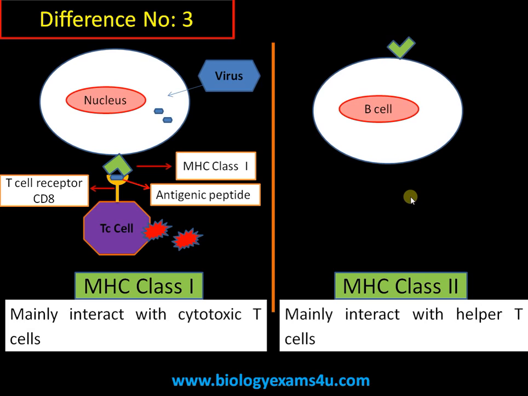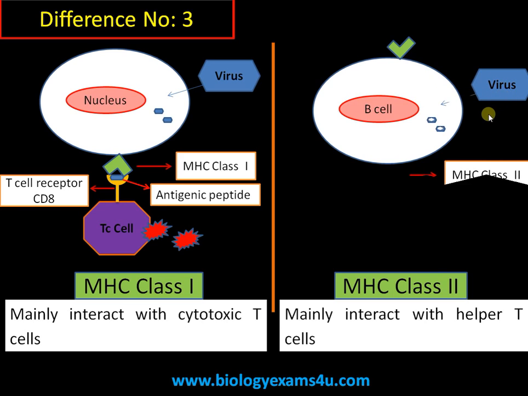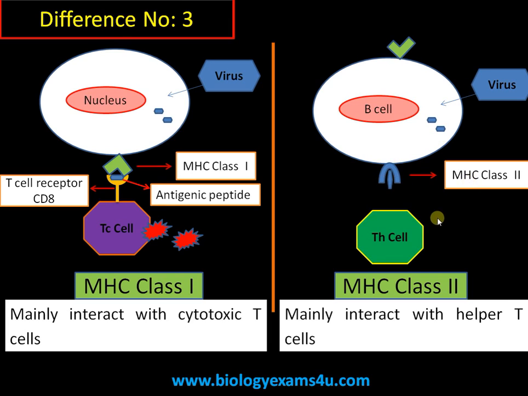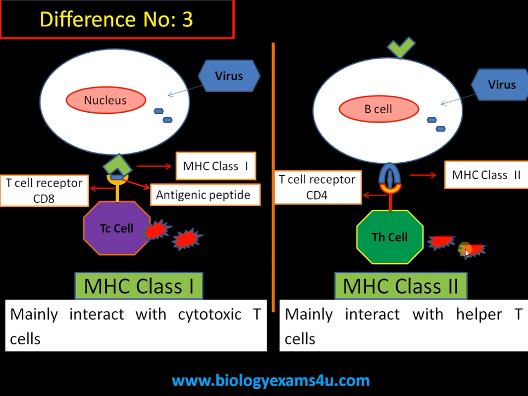Whereas in the case of MHC class 2, the MHC class 2 receptor is present in a B cell, an antigen presenting cell. Suppose this is a virus. Viral particles are degraded inside the cell and presented on the MHC class 2 receptor. Here T helper cells can recognize an antigenic peptide that is bound to the MHC class 2 receptor. This T cell has a CD4 receptor that can recognize MHC class 2 bound antigenic peptide. When antigenic peptides are bound on MHC class 2, they can activate T helper cells.